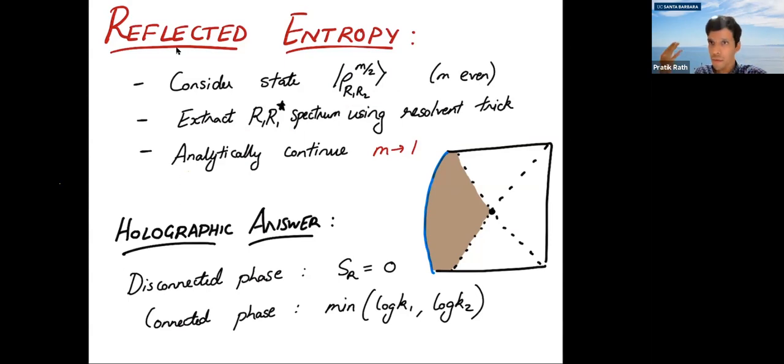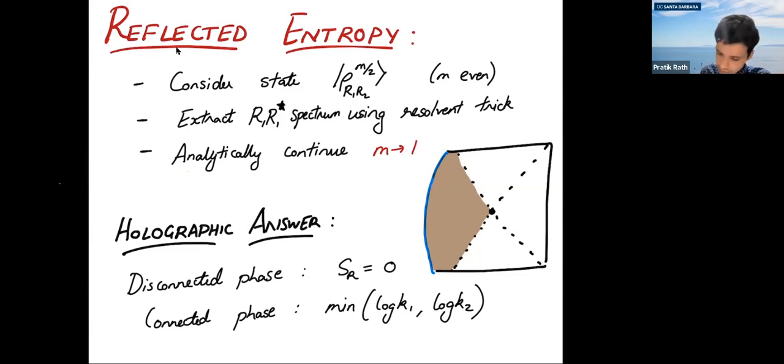Now, what's the answer we even expect? Well, as we saw before, there are two phases. The disconnected phase for the radiation is where it doesn't have a non-trivial island. And so in that context, the R1 and R2 systems are as good as separate, and there's no cross section that you need to split them. So the answer is 0, as we expected in the holographic case.